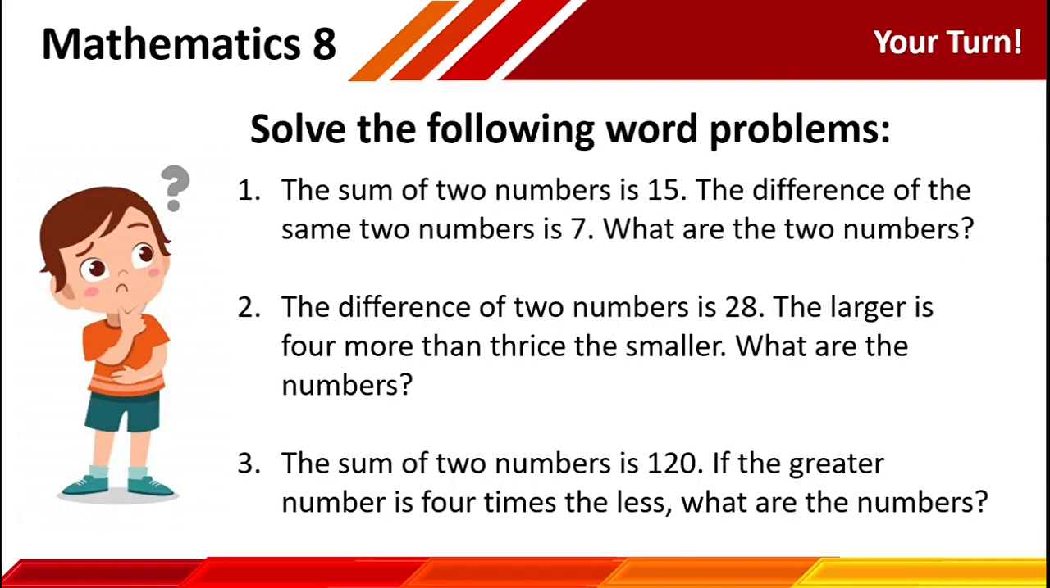Now, it's your turn. Solve the following word problems. Number 1, the sum of two numbers is 15. The difference of the same two numbers is 7. What are the two numbers? For number 2, the difference of two numbers is 28. The larger is 4 more than thrice the smaller. What are the two numbers? Number 3, the sum of two numbers is 120. If the greater number is 4 times the lesser, what are the numbers? Just pause the video for a while and we will reveal the answers afterwards.